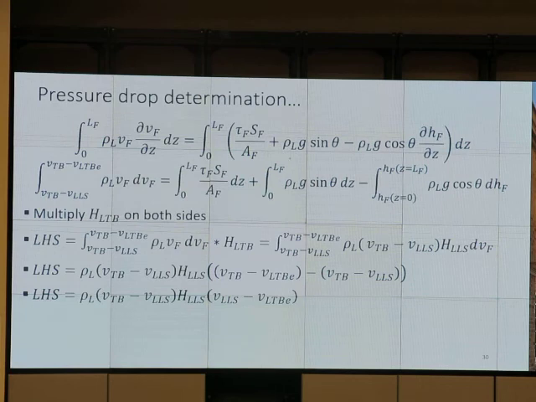Now I take a look at this term: LF, SF over AF, integrated with respect to Z. That is here, so this term becomes that one. Alright? Rho LG sine theta, that term becomes that term. Good? Okay. What about the rest?